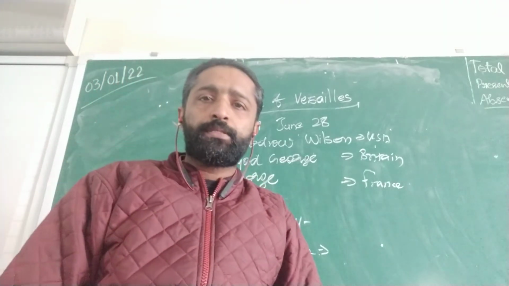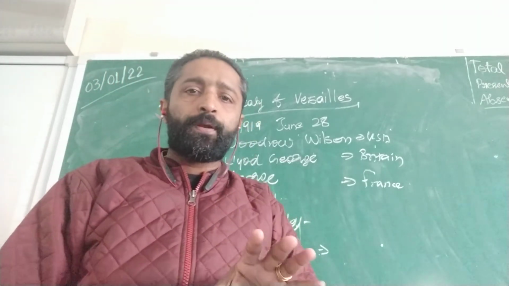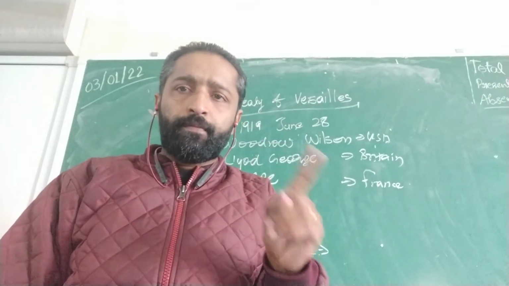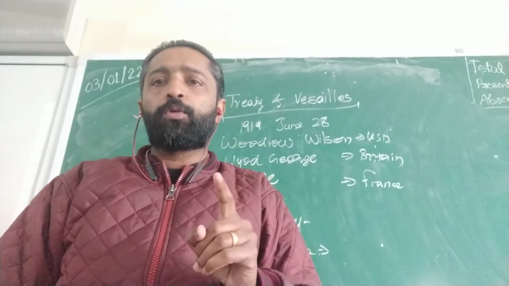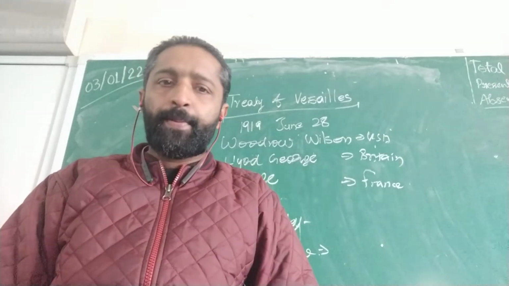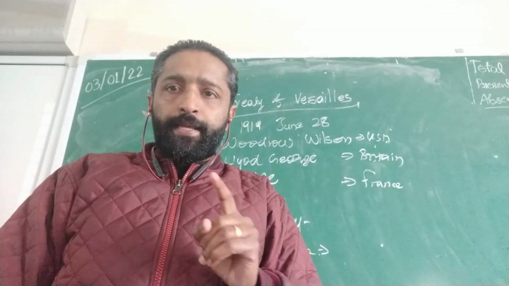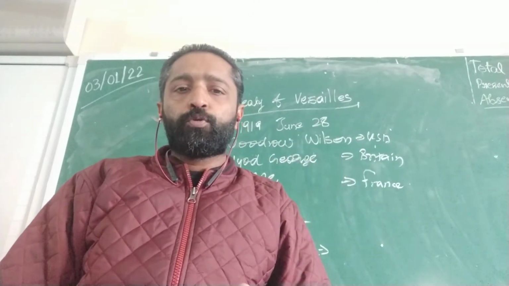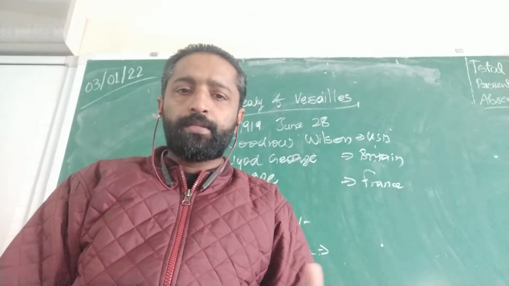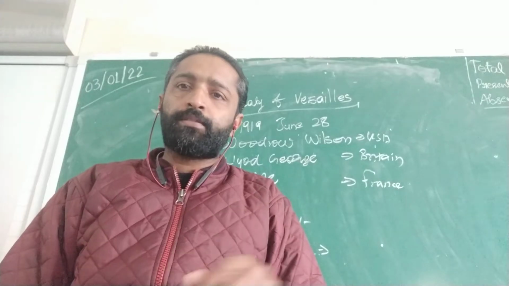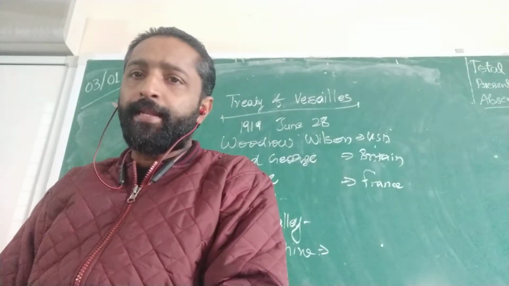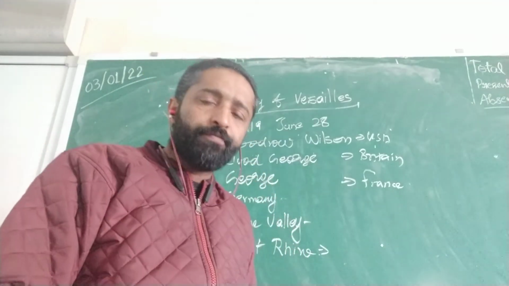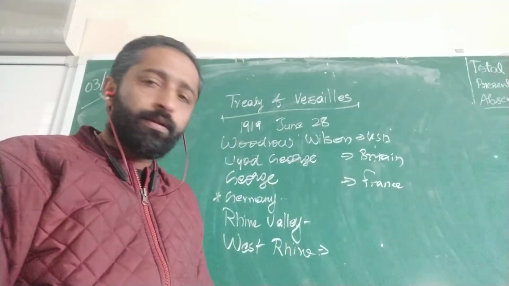So these are the things that you need to remember about the topic called the results of the war, and that is the Treaty of Versailles, with which the First World War came to an end. It happened on 28th June 1919. And those are the three important people: Woodrow Wilson, Lloyd George, and Georges Clemenceau, the Prime Minister of France. These are the three people who took the initiative for this particular Treaty of Versailles. I hope you are clear with it now.